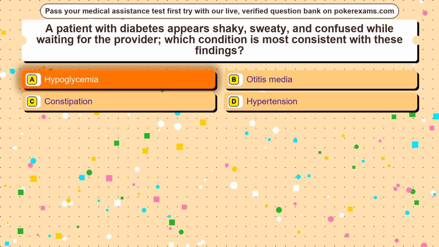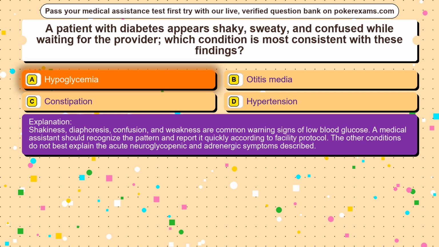Hypoglycemia. Shakiness, diaphoresis, confusion, and weakness are common warning signs of low blood glucose. A medical assistant should recognize the pattern and report it quickly according to facility protocol. The other conditions do not best explain the acute neuroglycopenic and adrenergic symptoms described.